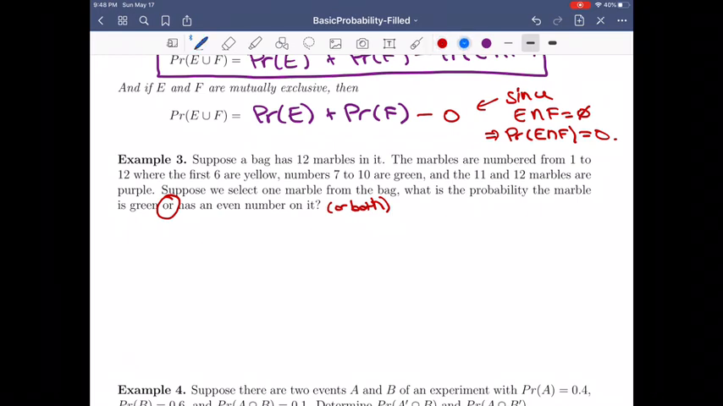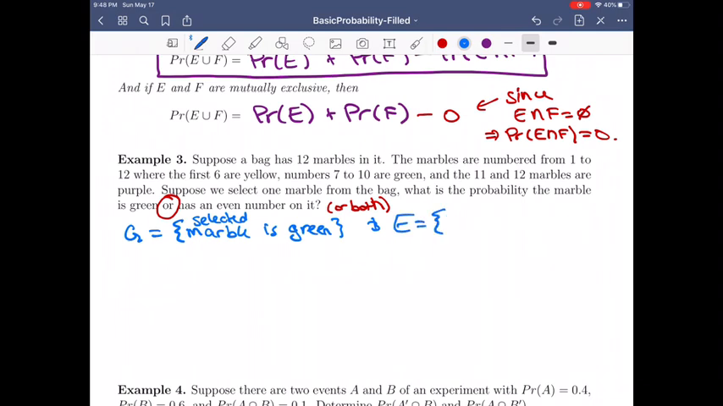So I'm going to call G the event that the selected marble is green. Okay, and let's call the event E that the selected marble has an even number.